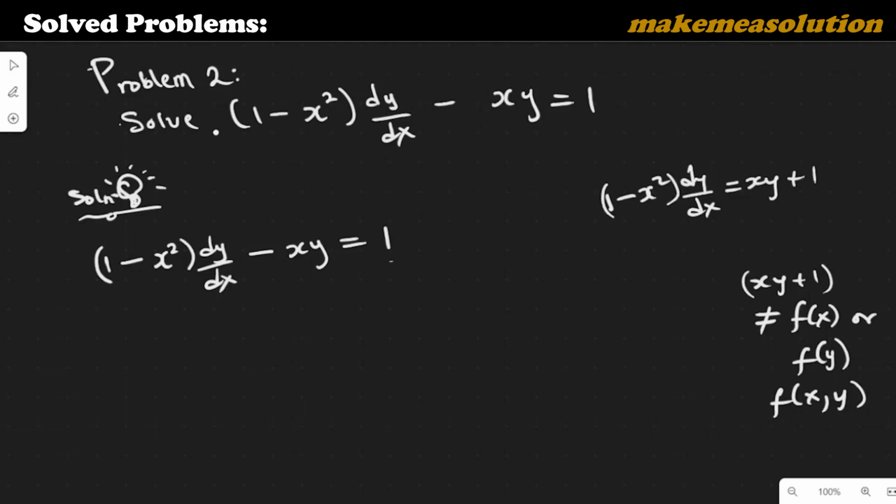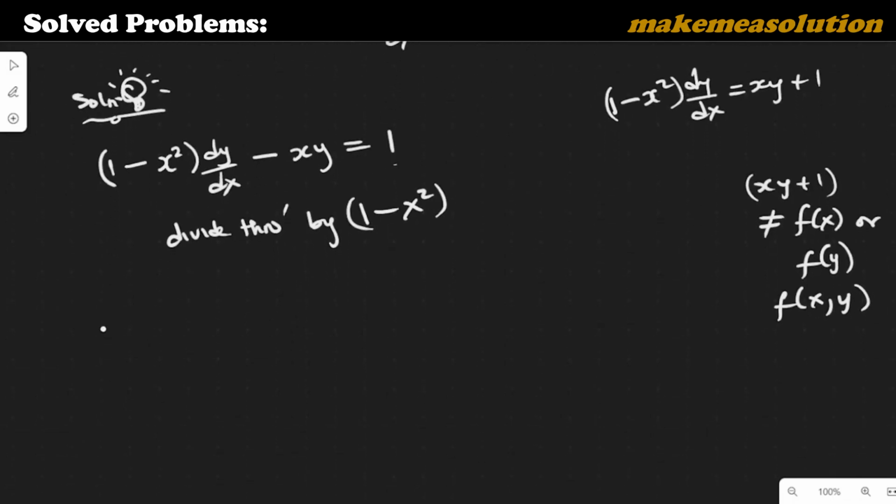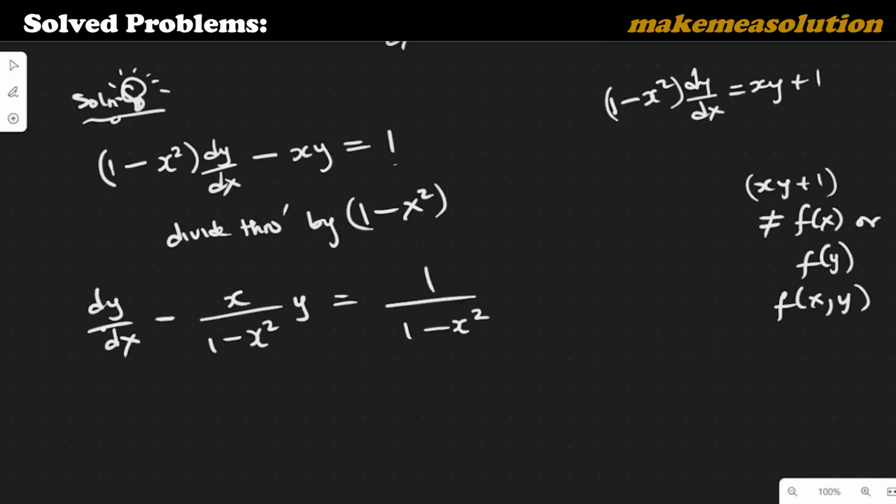So this is actually a linear differential equation. The first thing you need to do to solve this particular problem is to divide through by 1 minus x squared. If we divide through by 1 minus x squared, this is what we are going to get: dy by dx minus x over 1 minus x squared y is equal to 1 over 1 minus x squared.